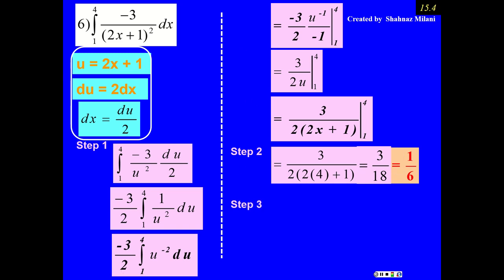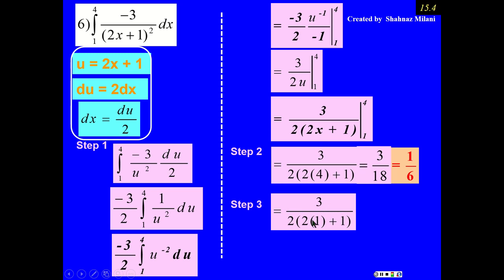Step number 3. Replace the x by your lower x value, which is 1. Replace this x by 1 and carry everything else down. Order of operations. 2 times 1 is going to be 2. 2 plus 1 is 3. 2 times 3 is going to be 6. 3 over 6 is 1/2.